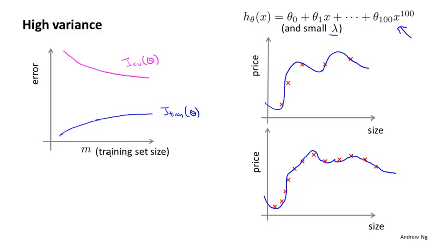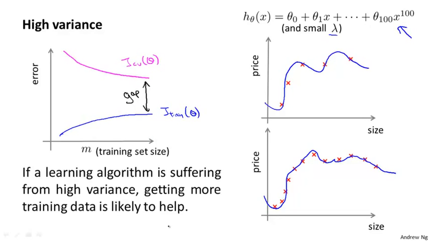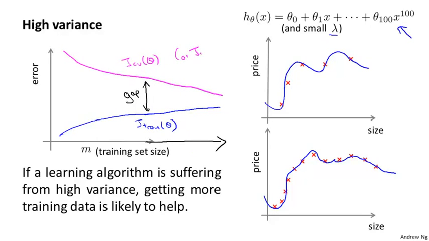And the indicative diagnostic that we have a high variance problem is the fact that there's this large gap between the training error and the cross-validation error. And looking at this figure, if we think about adding more training data, that is taking this figure and extrapolating to the right, we can kind of tell that the two curves, the blue curve and the magenta curve, are converging to each other. And so if we were to extrapolate this figure to the right, then it seems likely that the training error would keep on going up and the cross-validation error would keep on going down. And the thing we really care about is the cross-validation error, or the test set error, right?